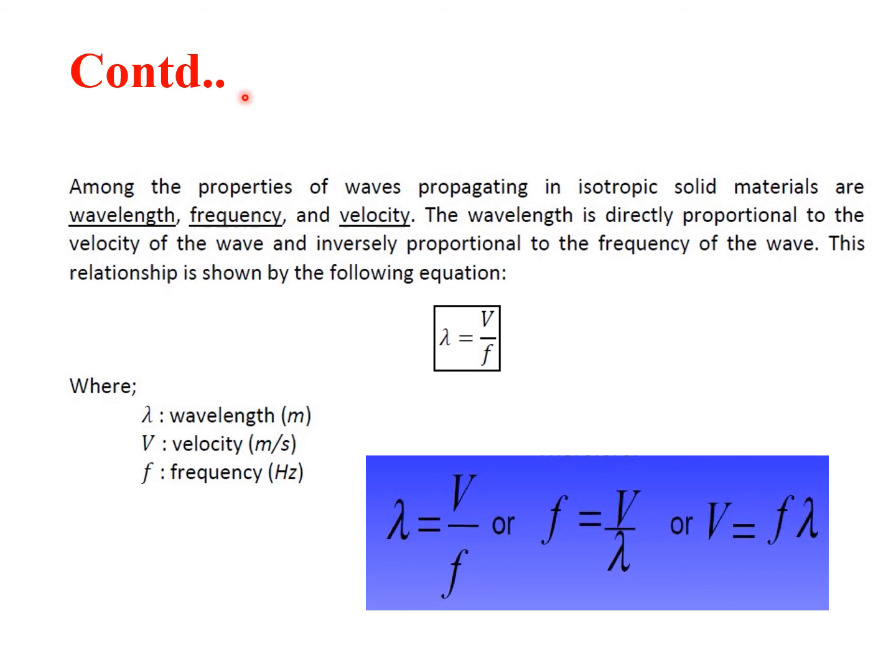Now, among the properties of waves propagating in isotropic solid materials, the three main properties that we require here are wavelength, frequency and velocity. The wavelength is directly proportional to the wave velocity that we have discussed, and is inversely proportional to the frequency. This point we have also discussed. So the relationship is shown here: lambda is equal to V by F, where V is the velocity and F is the frequency.